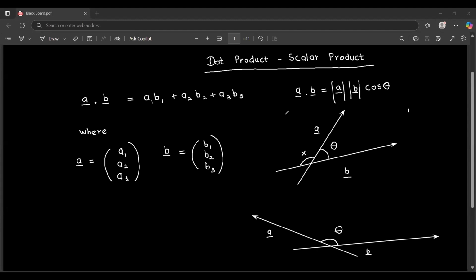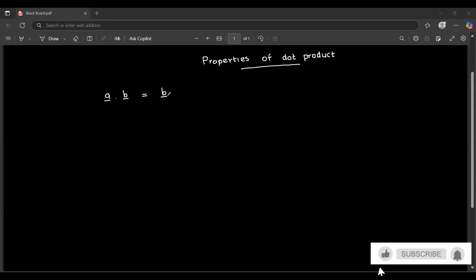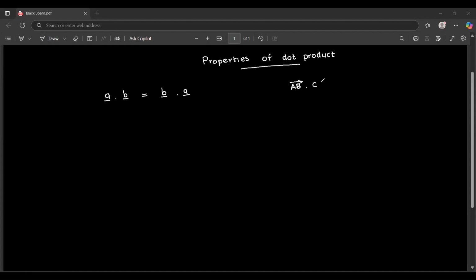It doesn't have to be an acute angle. Before I move further, we should talk about some properties of the scalar product. So we are going to look at some properties of the dot product. If we have vector A dot B, that is also equal to B dot A. For example, if you have a vector AB and you apply the dot product operation with CA, that will be equal to CA dot AB. The order doesn't matter.